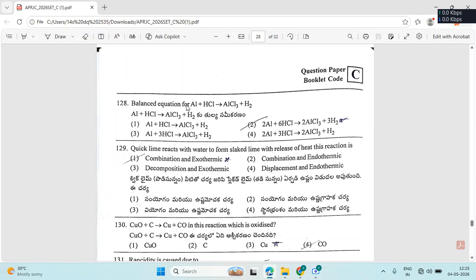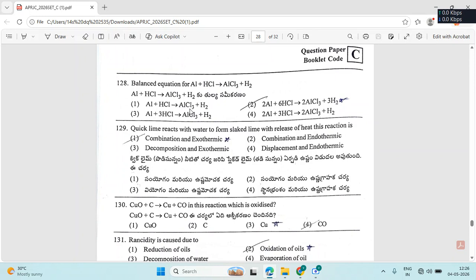Balanced equation for Al plus HCl gives AlCl3 plus H2. Options: Al plus 6HCl gives 2AlCl3 plus 3H2; Al plus 3HCl gives AlCl3 plus H2; 2Al plus 3HCl gives 2AlCl3 plus H2. The correct option is the second one, and the answer is 2Al plus 6HCl gives 2AlCl3 plus 3H2.